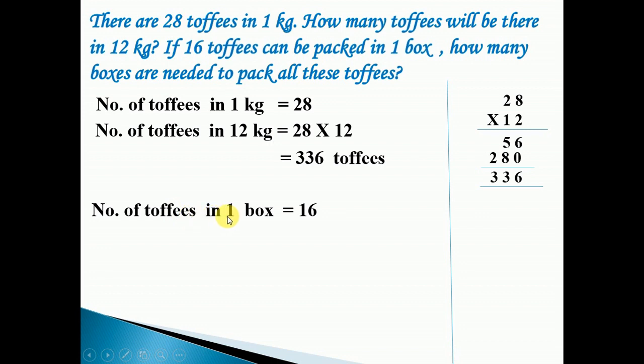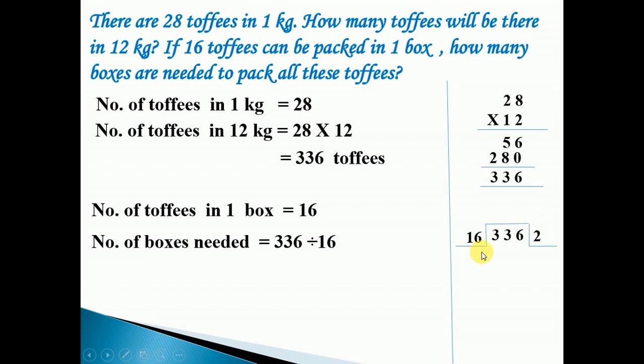Number of toffees in one box is equal to 16. Number of boxes needed is equal to divide 336 by 16. Now we divide 336 by 16 to the right side. 336 is dividend and 16 is divisor. We know that 16 into 2 is equal to 32. 33 minus 32 is equal to 1.